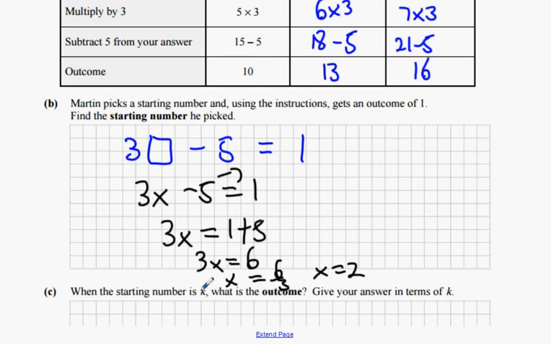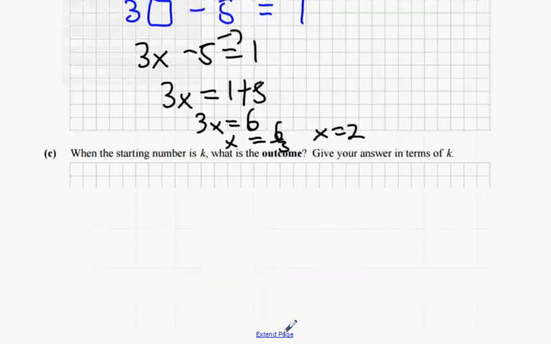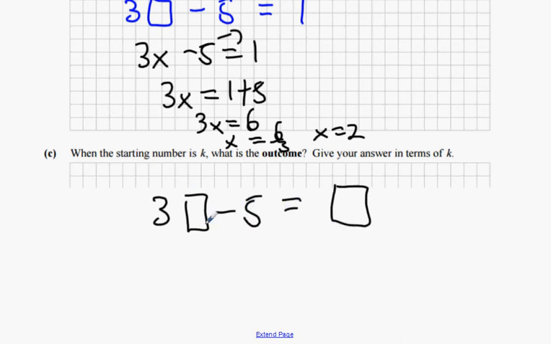When the starting number is k, what is the outcome? Give your answer in terms of k. It's 3 times a number minus 5 equals something. So if that's k, the answer will be 3k minus 5.